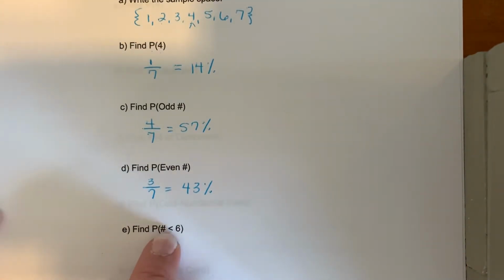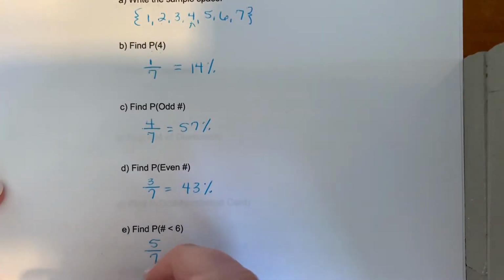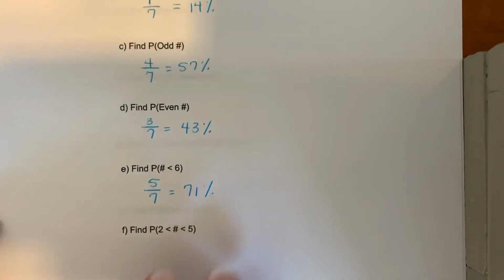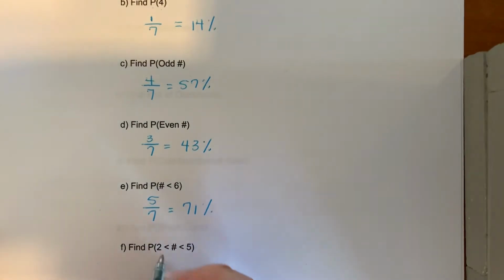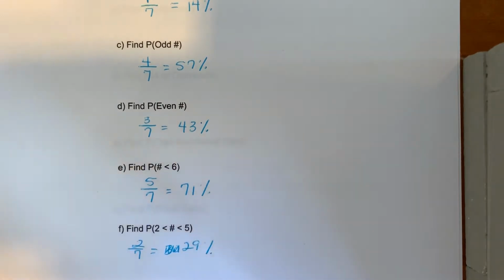Probability that you roll a number that is less than 6, so that would be 1, 2, 3, 4, 5. That'd be 5 out of 7. So 5 divided by 7 is 71% chance of happening. Probability that you roll a number between 2 and 5. However, you don't count 2 or 5 because this is less than, not less than or equal to, just less than. So numbers between 2 and 5 would be 3 and 4. So that's 2 out of 7, which is 29% chance of happening.